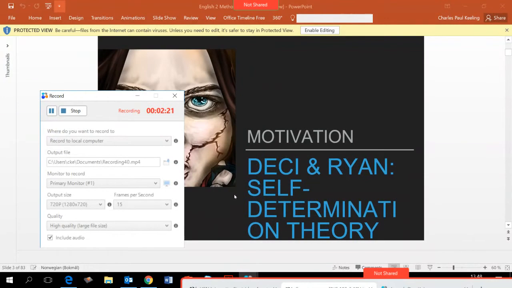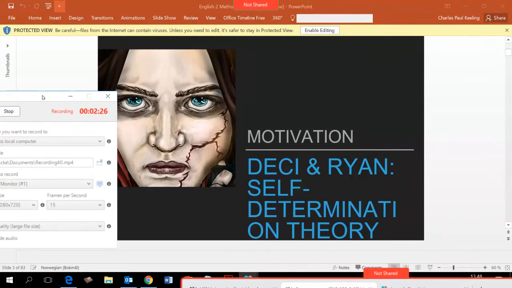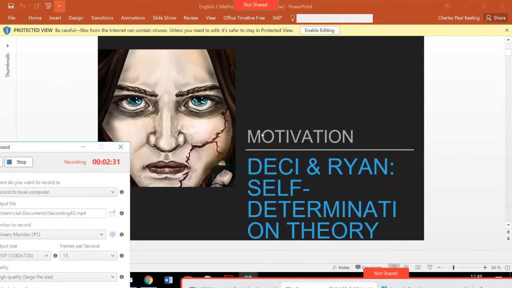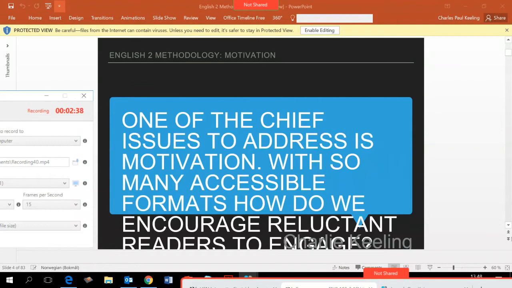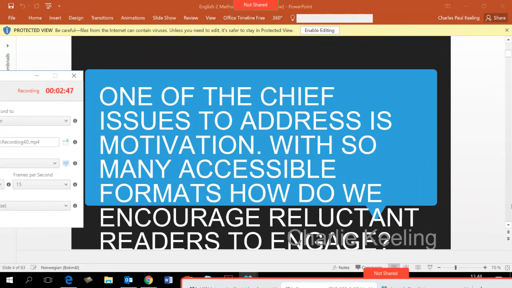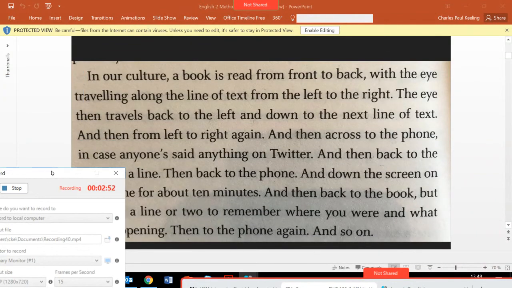So right up at the top, we looked at motivation, and that's something we can always talk about. What is it that produces that sort of intrinsic motivation in our students? We looked at Deci and Ryan and their self-determination theory, and this has gone well off, I'm afraid. How do we encourage reluctant readers, emergent readers, struggling readers? Is one of the issues at large. And I then introduced some of the wider issues, which is cultural right now as well.